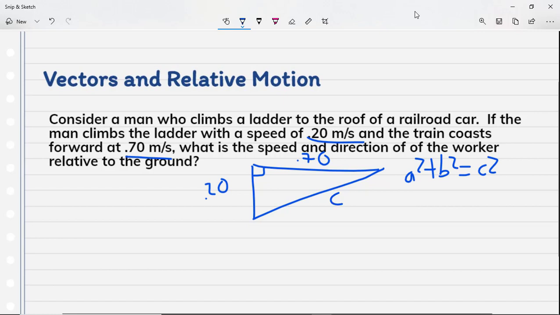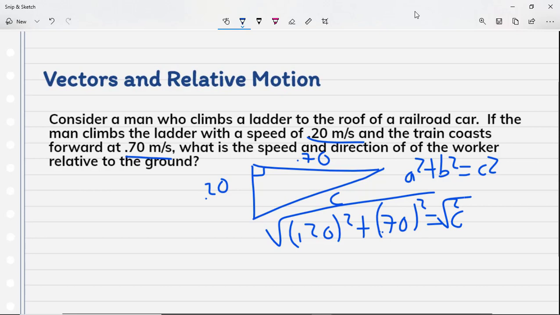So we can solve for c: 0.20 squared plus 0.70 squared equals c squared. We can take the square root of both of those values, and then what we end up getting is the resulting magnitude of that particular vector. C here is 0.73, and remember the unit for that, because we're looking at velocity, not necessarily distance here, meters per second. All right, so we get that value.